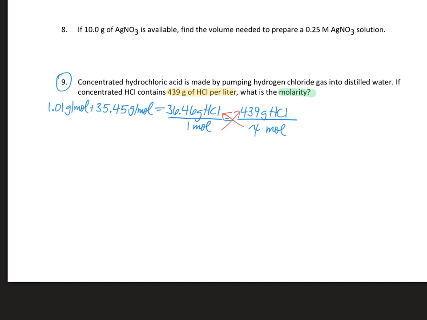We're going to wind up taking 439 divided by 36.46, and our X is going to be, to some extra sig figs, 12.041 moles of HCl. And this one's going to be nice and easy because the volume is already given to us as 1 liter. So to find the molarity, you just want to divide by that 1 liter and round to sig figs, which for us is going to be 3, making this 12.0 molar HCl.